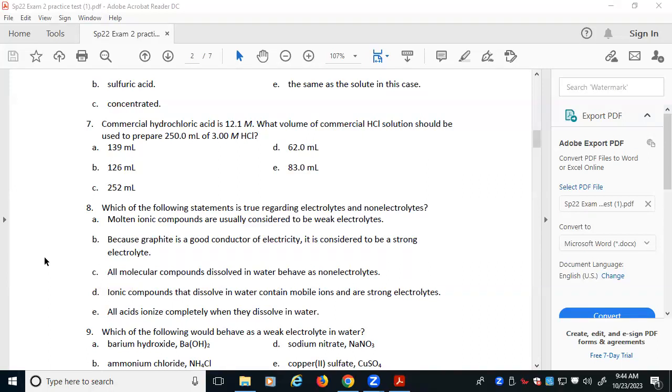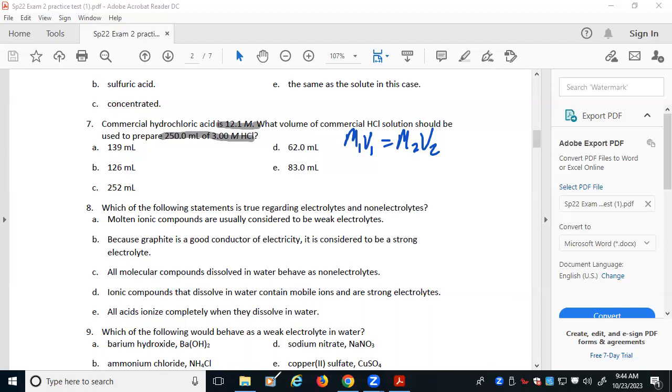For 7, we need to recognize it as a dilution problem. We're starting with a high concentration of hydrochloric acid. We are preparing a lower concentration of that same acid. So right out of the gate, I need to recognize this for what it is. It is a dilution kind of equation. As a dilution equation, we're going to use M1V1 is equal to M2V2.